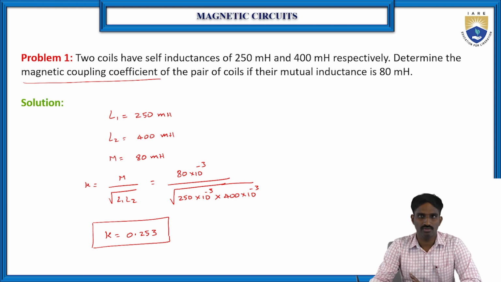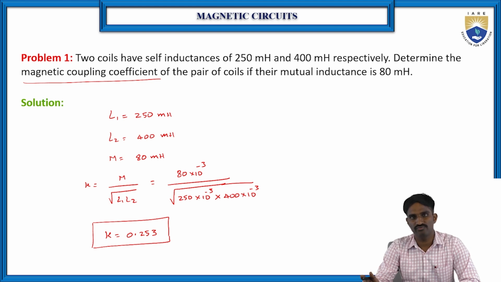Very simple. We just need to remember the equation for the magnetic coupling coefficient, or coefficient of coupling, whatever it may be. Some textbooks call it the coupling coefficient, and some call it the coefficient of coupling. In all cases it is for magnetic circuits only. So this is how we can solve the problem.